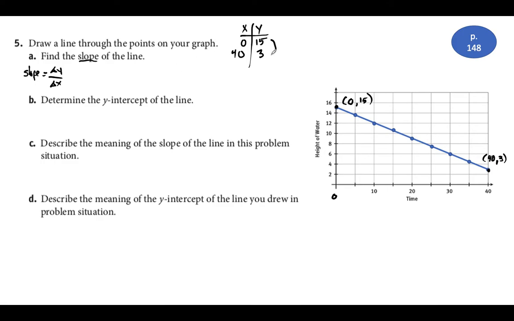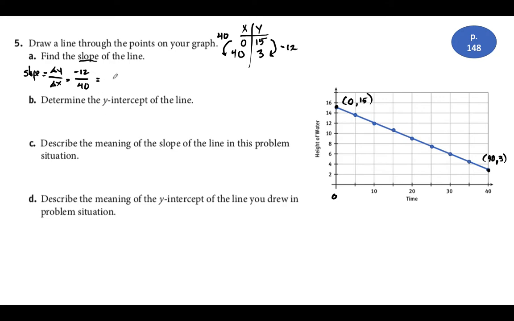Change in y, I'm going from 15 to 3. So hopefully everybody can see that's a decrease, right? So that's going to be a negative change because I have less water in the water bottle. That's what happens when you punch a hole in it. So that's a decrease of 12. And then the change in x, I go from 0 to 40. That's an increase of 40 seconds. So the change in y over the change in x is negative 12 over 40.